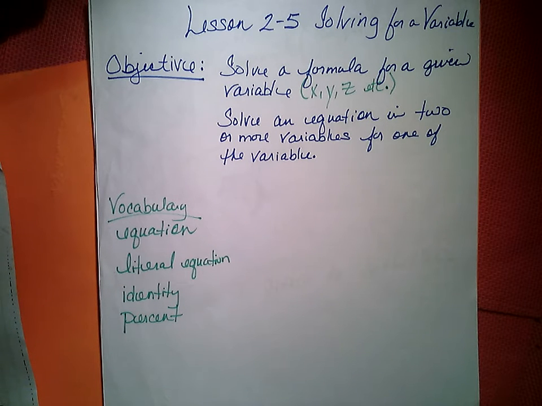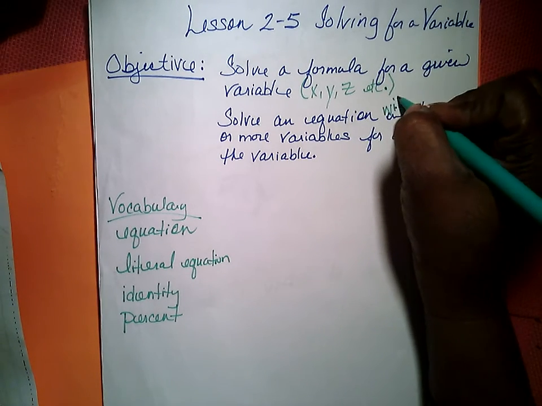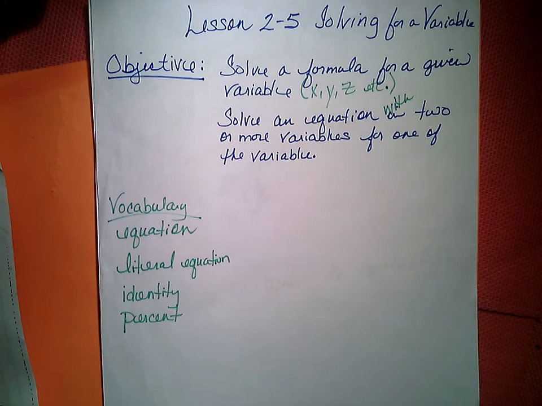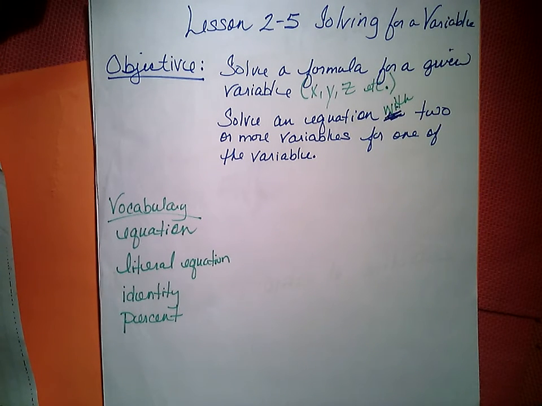So again, that objective is to solve an equation with two or more variables for one of the variables. What that essentially tells us is that we may have multiple variables in the equation, and we are going to be solving for that information. All right, so let's look at the vocabulary terms that we have here. These should all be a review.